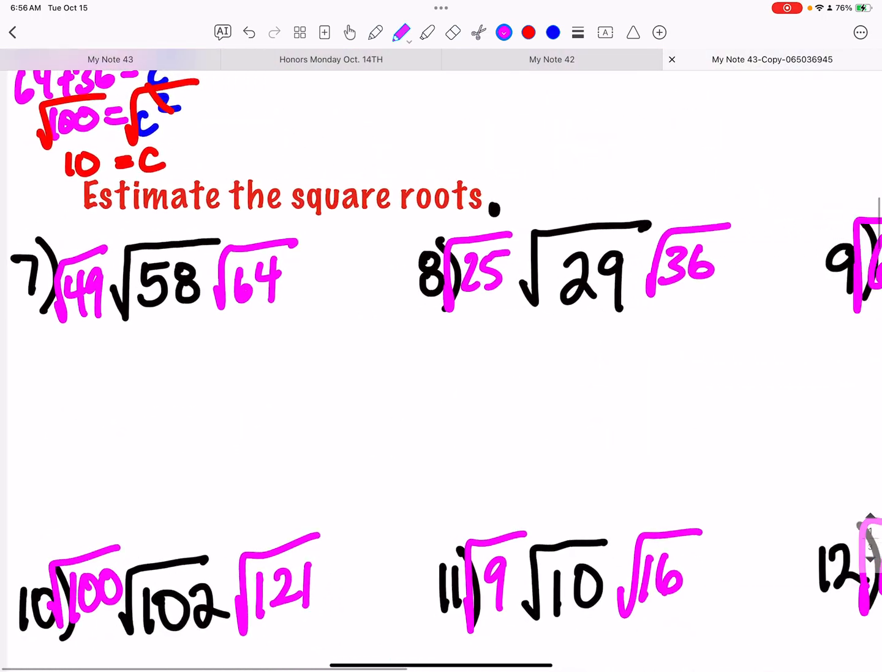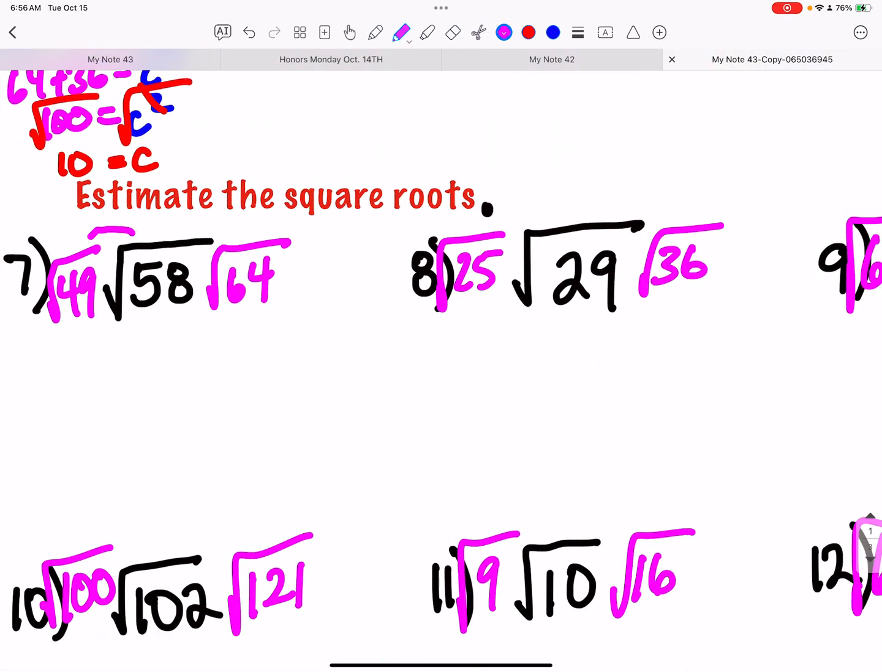Let's see, how many steps are they away from this? They're 9 steps away from there. They're 6 steps away from there. So this is going to be closer to this one. The answer for this one is 7. The answer for this one is 8. So it's going to be like 7.8, 7.7, somewhere in there. I'm going to say 7.7 because it's closer to this one.